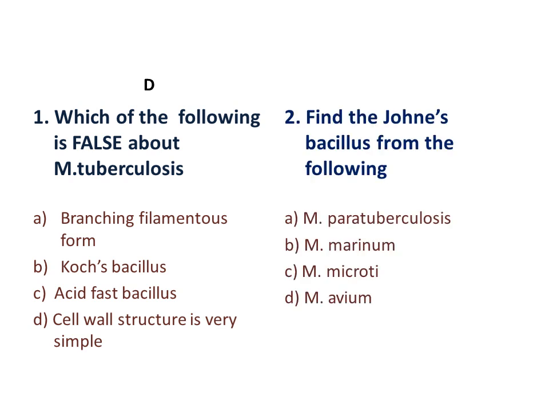Number 2 is, find the Jones bacillus from the following. Option A, Mycobacterium paratuberculosis. B, Mycobacterium marinum. C, Mycobacterium microti. D, Mycobacterium avium. So the other name for Mycobacterium paratuberculosis is Jones bacillus. This Jones bacillus has some typical features: on acid fast staining, these bacilli appear in granules, and they usually produce cold abscess, in adults and also in children. So the answer is paratuberculosis, which is also known as Jones bacillus.